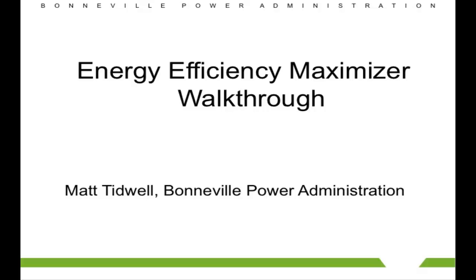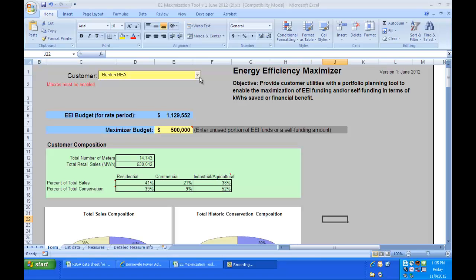I'm here to give you a quick walkthrough of the Energy Efficiency Maximizer, a tool that Bonneville has produced to help our mainly small and medium-sized utilities. It's basically a portfolio planning tool to give you an indication of how best to spend your conservation dollars, either in terms of maximizing kWh saved or maximizing the financial benefit to the utility in terms of maximizing reimbursements.